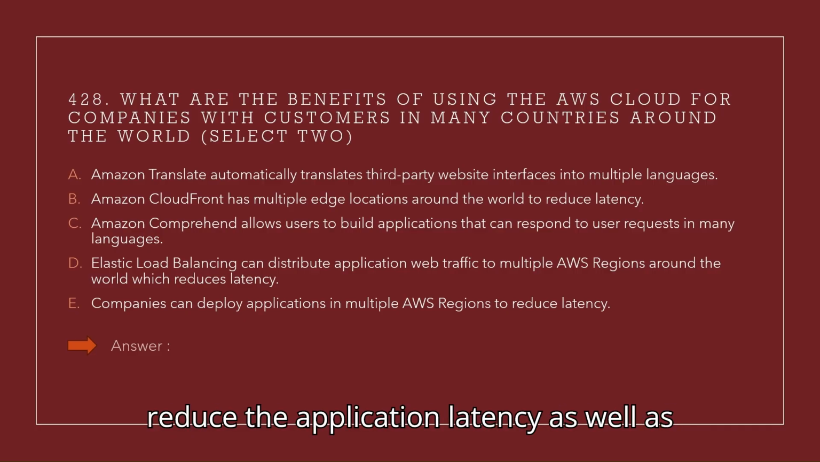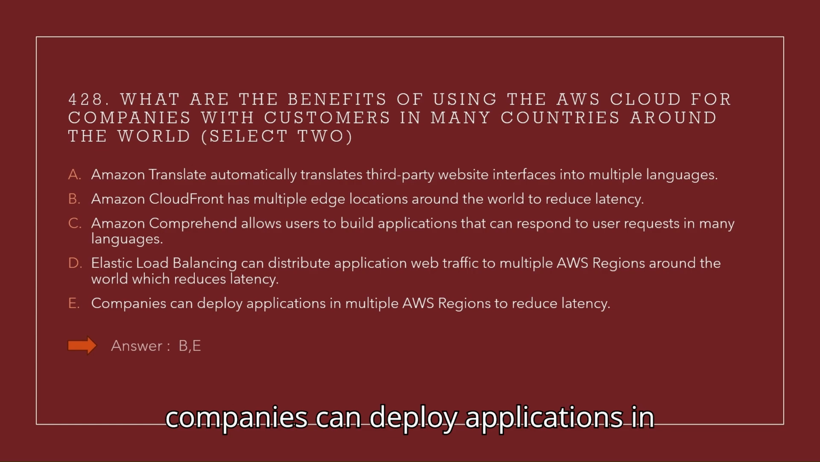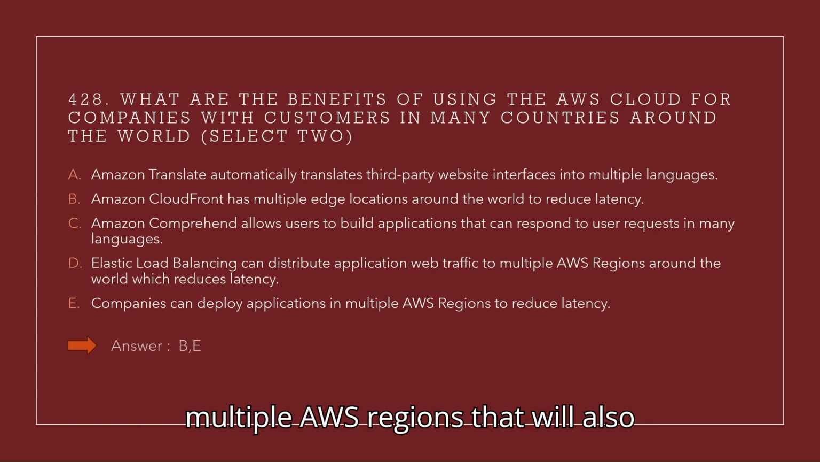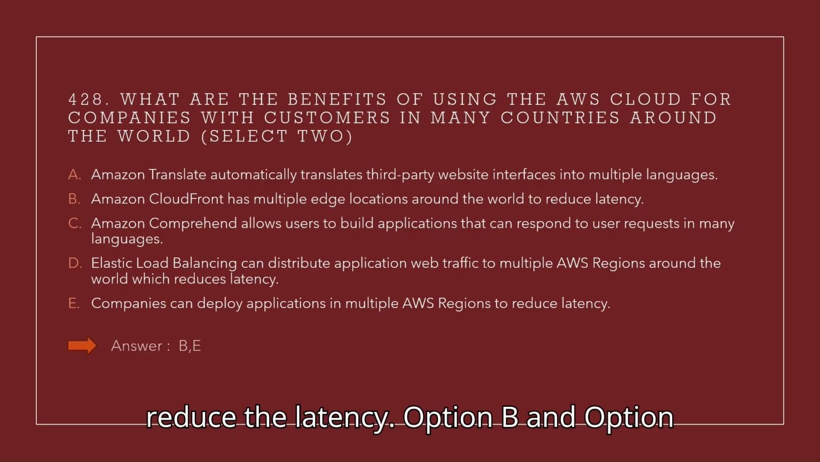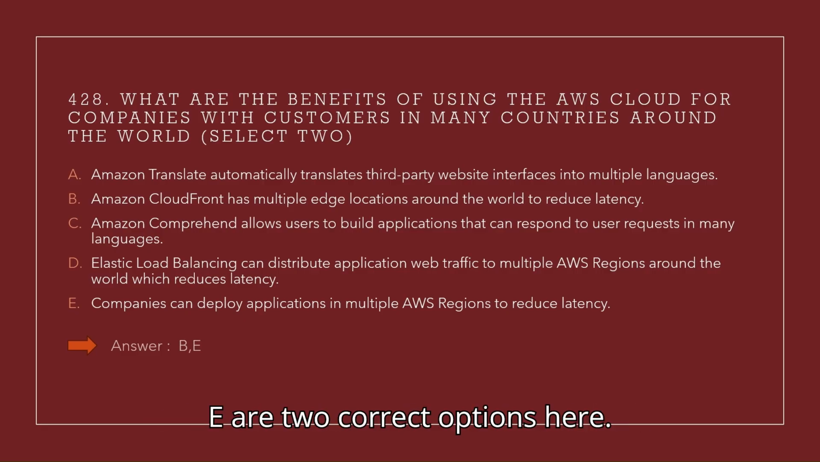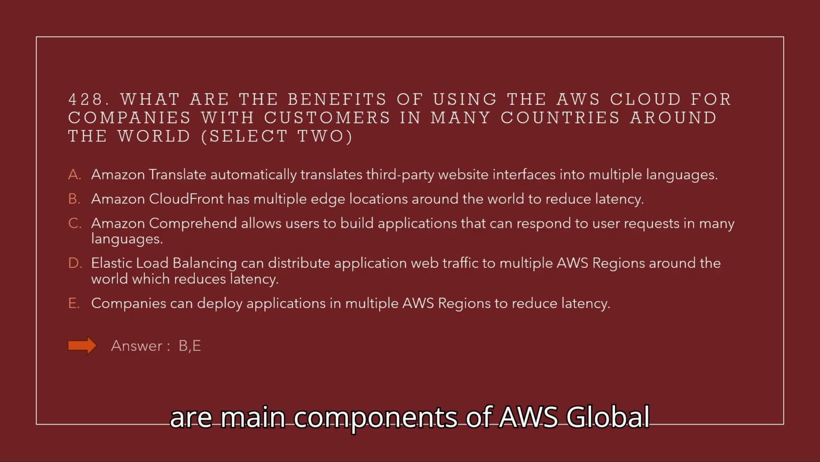So, what are two main benefits? First is Amazon CloudFront has multiple edge locations around the world that will reduce the application latency, as well as companies can deploy applications in multiple AWS regions that will also reduce the latency. Option B and option E are two correct options here.